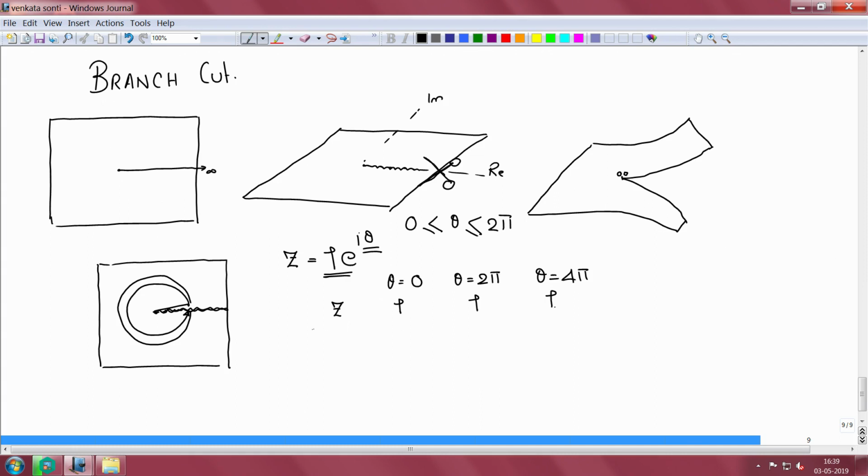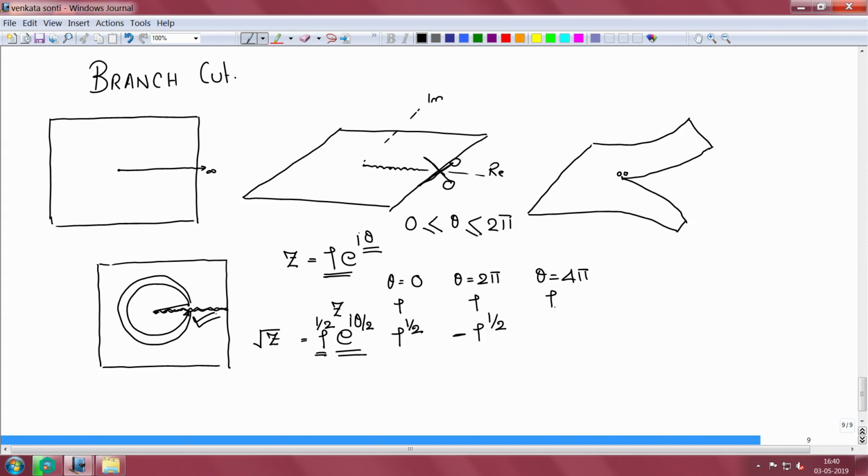But if I take square root of z, okay, which is equal to rho to the power half e to the power of i theta by 2, rho to the power half being a positive real number. And when theta is 0, I have rho to the power half. When theta is twice pi, I have e to the power i pi. So, I get a switch in sign, minus rho to the power half. So, the function has taken a jump over here.